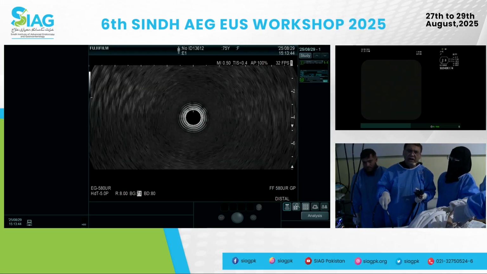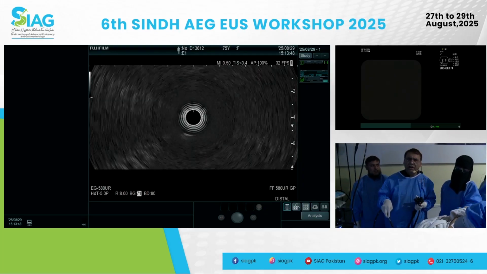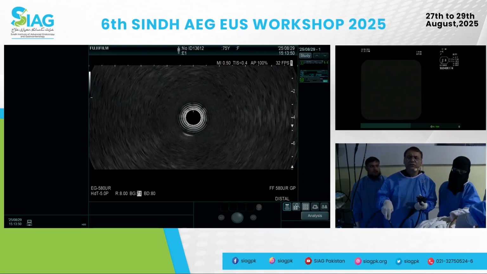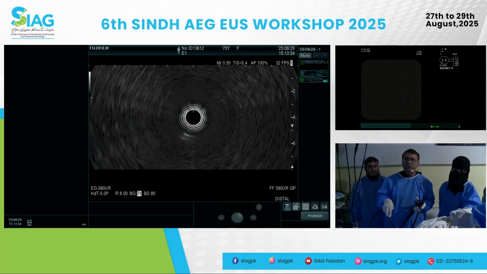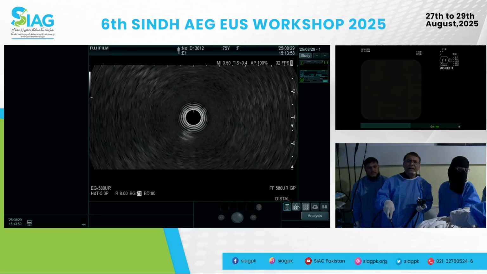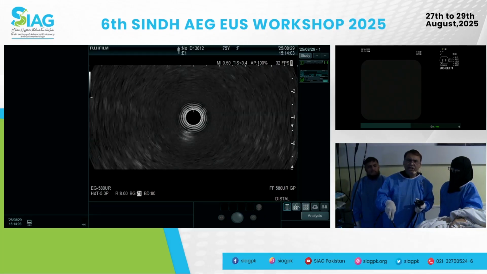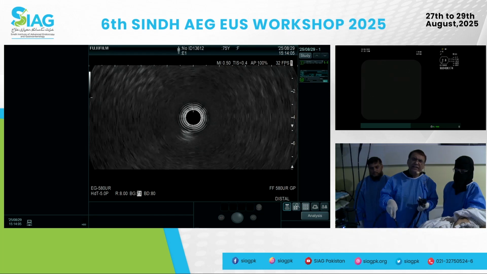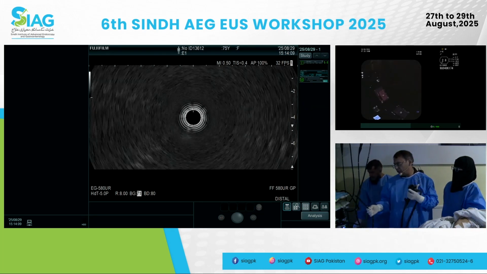For the males, obviously, Nadeem gave a really good talk on the organs to look for, and it's very easy to identify those. The way I do it usually is I will bring the bladder to the top of the screen on EUS examination. So that gives me orientation, at least anterior and posterior. So that's how we're gonna do that as well.